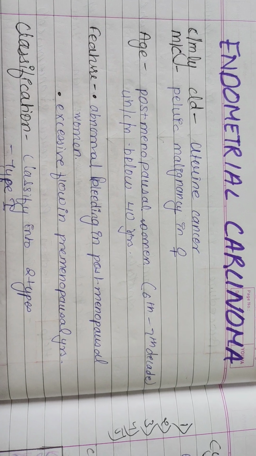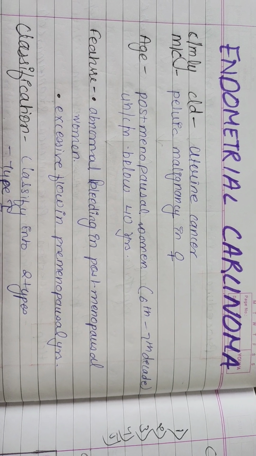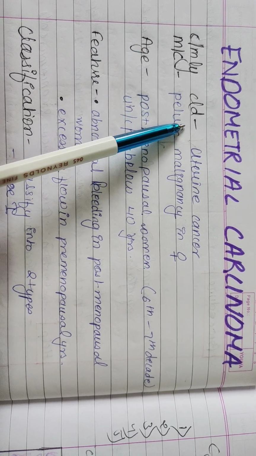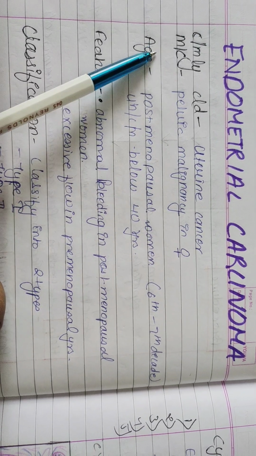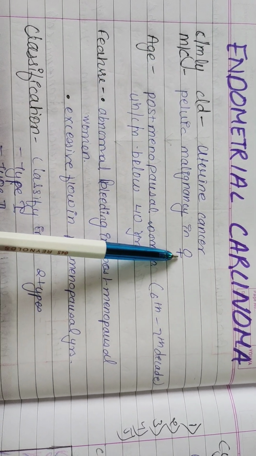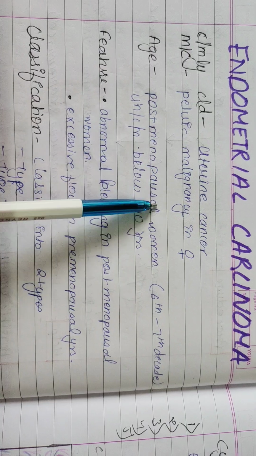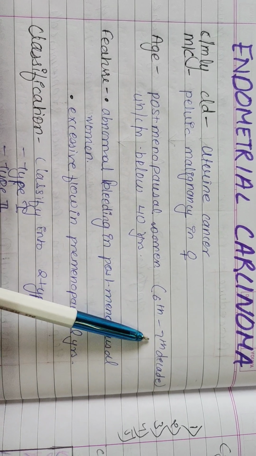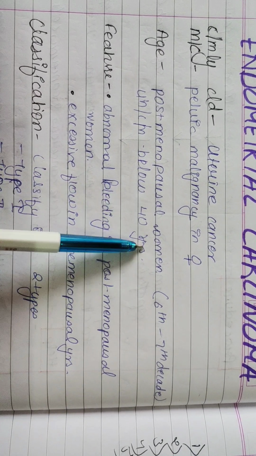Now let's study today's topic, it is endometrial carcinoma. Endometrial carcinoma is commonly called uterine cancer. It is the most common pelvic malignancy in females. It is common in postmenopausal women in their 6th and 7th decade of life and uncommon below 40 years.